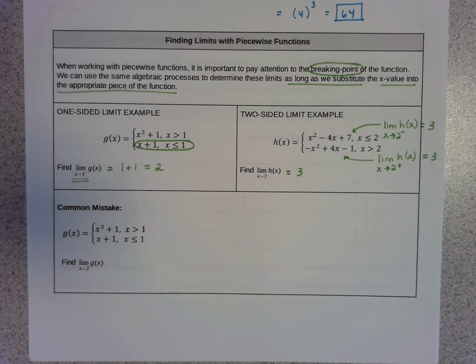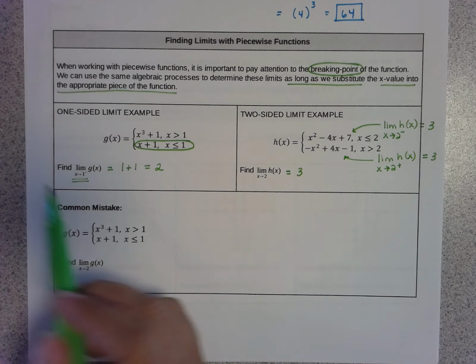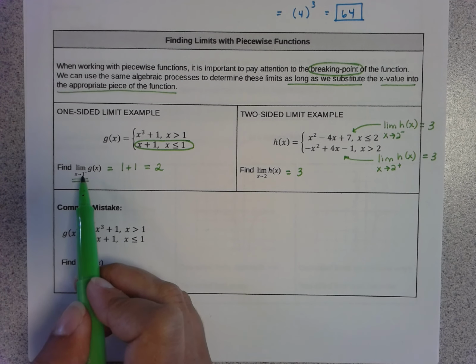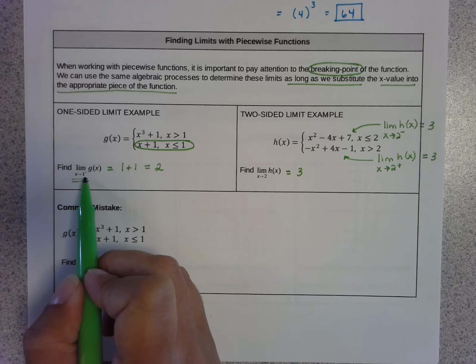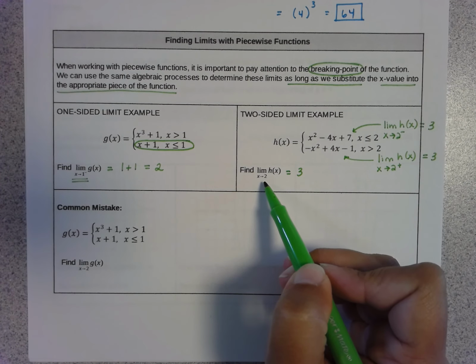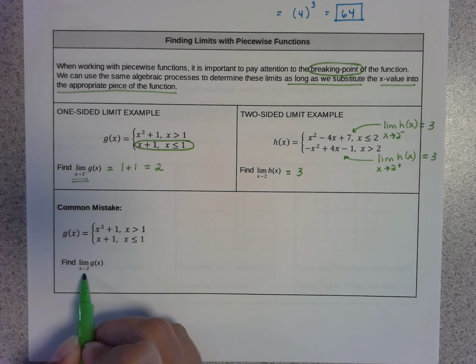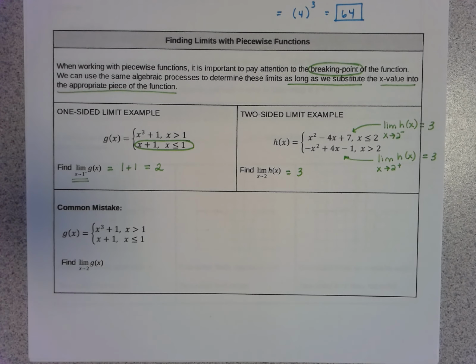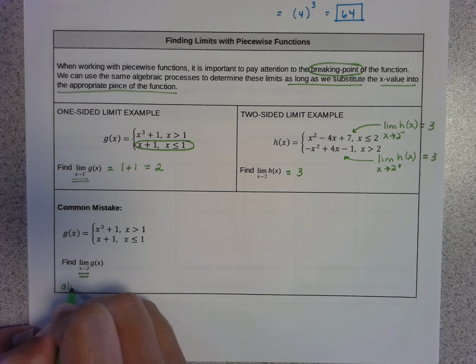Now let's talk about a common mistake. Suppose you were given this piecewise function and you were asked to find the limit as x approaches 2 of g of x. What we should notice here is that unlike in the two previous examples, the x value in our limit is not the breaking point of this function. Let's go back. Here we were asked to find the limit as x approaches 1 from the left, and 1 was the breaking point. Here we were asked to find the limit as x approaches 2, and 2 was the breaking point. But in this case, we're asked to find the limit as x approaches 2, and 1 is the breaking point.